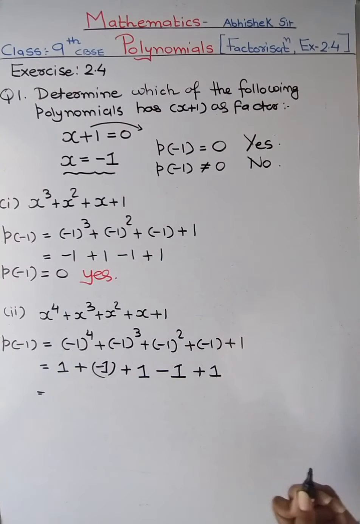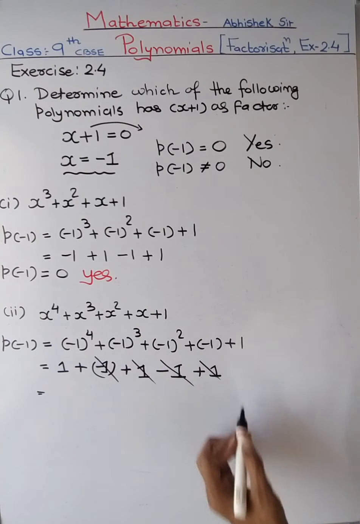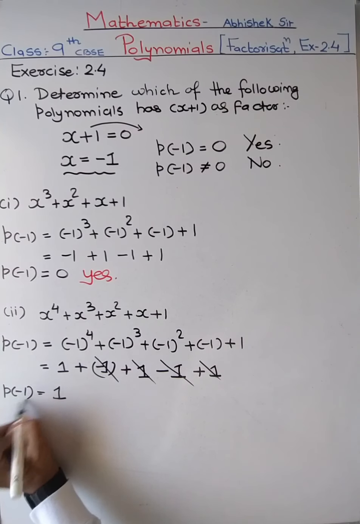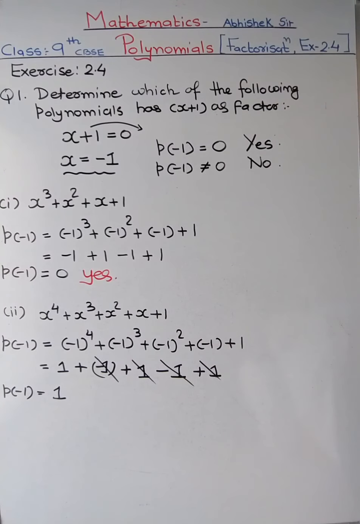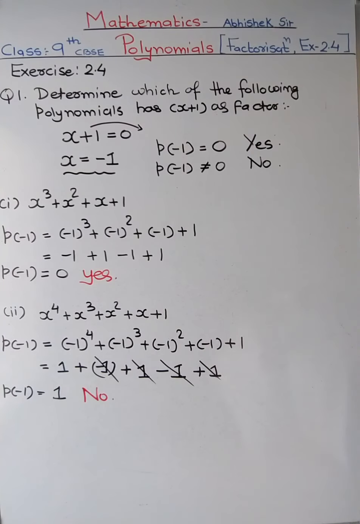Now let us see how we can cancel it. Minus 1 plus 1 can be cancelled, minus 1 plus 1 can be cancelled. Final answer is plus 1. So now you see p of minus 1 is not equal to 0. So our final answer will be no. Clear?